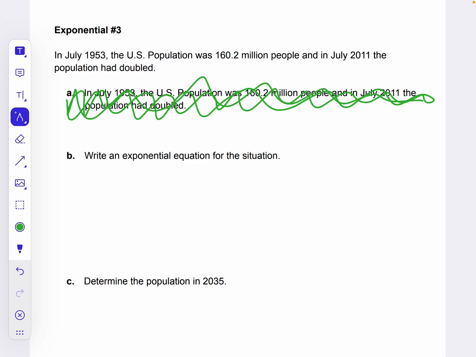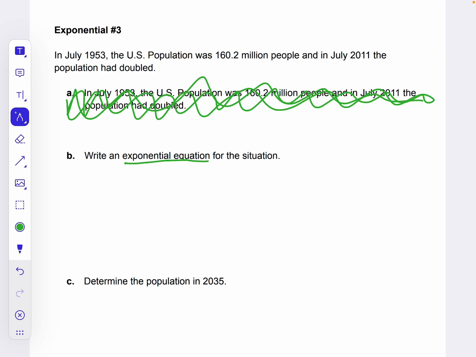In this problem, we're told that in July 1953, the US population was 160.2 million people. And then by July 2011, the population had doubled. So we are going to answer some questions knowing the doubling time. The first question we're asked to do is to find an exponential equation for this particular situation.